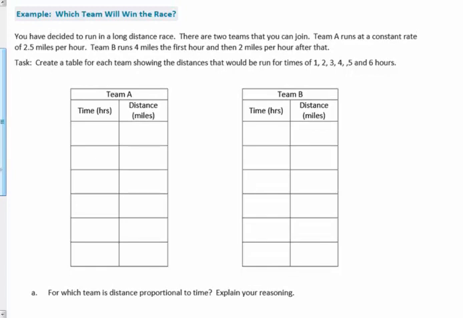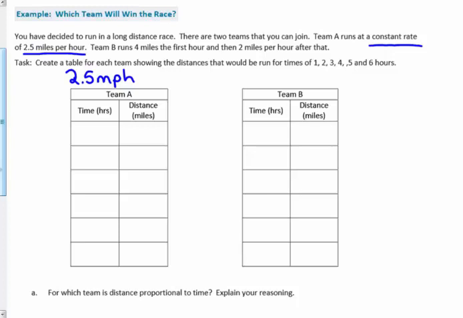Which team will win the race? You have decided to run in a long-distance race. There are two teams that you can join. Team A runs at a constant rate of 2.5 miles per hour, a constant rate. Their rate is 2.5 miles per hour. Team B runs 4 miles the first hour and then 2 miles per hour after that, so not a constant rate.